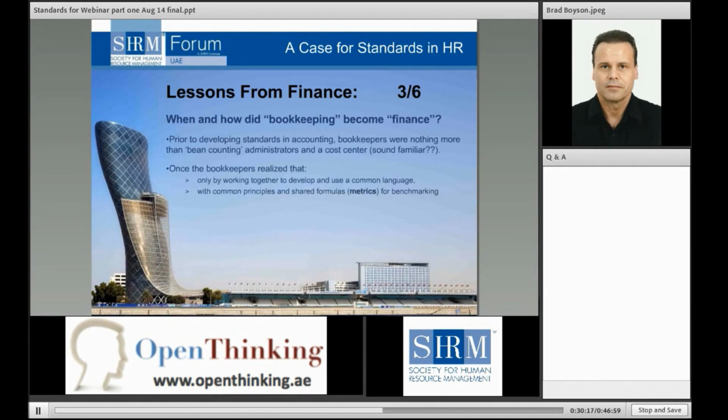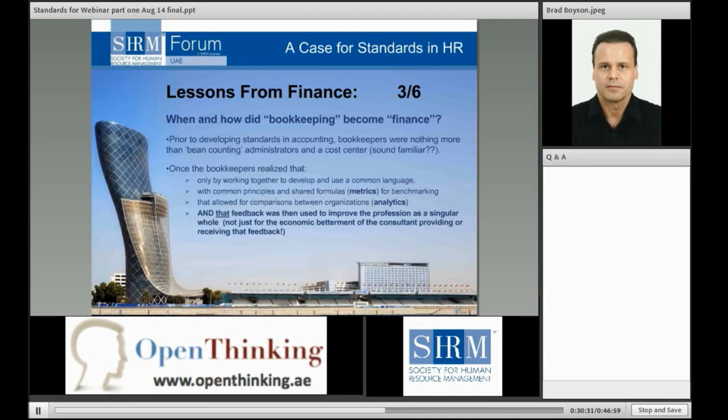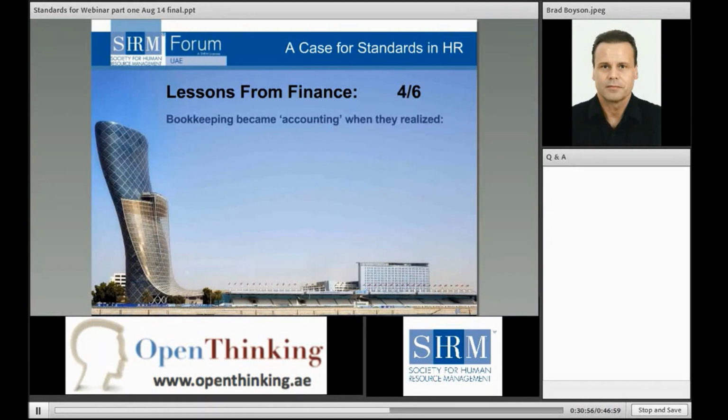Once the bookkeepers realized that only by working together to develop and use a common language with common principles and shared formulas or metrics for benchmarking that allowed for comparisons between organizations, analytics, and that feedback, and this is key, that feedback was then used to improve the profession as a singular whole, not just for the economic betterment of a consulting firm providing or receiving that feedback. Then, and only then, could their individual personal value and personal credibility be further leveraged objectively as true finance professionals.